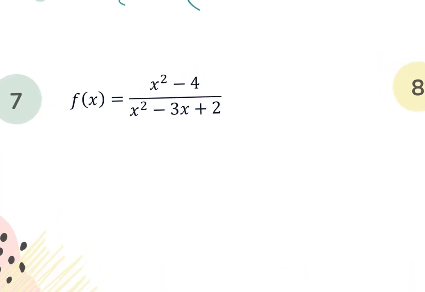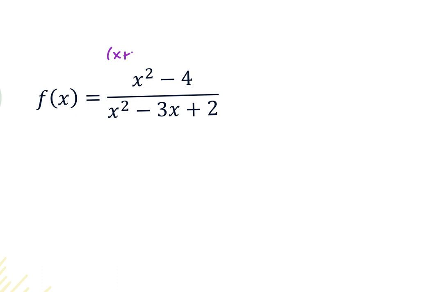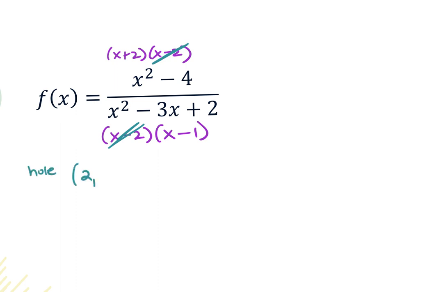All right, 7, I can factor again: x plus 2, x minus 2, and in the denominator, x minus 2 and x minus 1. So the x minus 2 cancels, which means there's a hole where x equals 2. My updated equation is x plus 2 over x minus 1. I would plug in the 2. And my hole is at 2, 4.